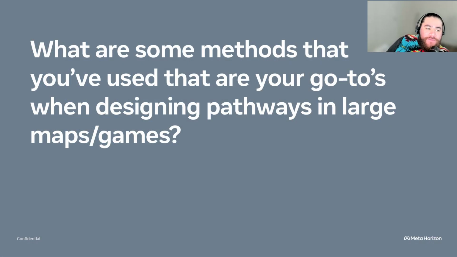What are some methods that you use that are your go-tos when designing pathways in the large maps in games? I think it would be: what are the beats? From a top-down level design perspective, if I was to push a user through a world, I'd say, okay, at this point my major beats are: I want them to learn about the world, or I want them to follow something through that path, or I want them to have a reveal as they turn this corner. I want to send them down into a tunnel so when they come up, they discover something new.